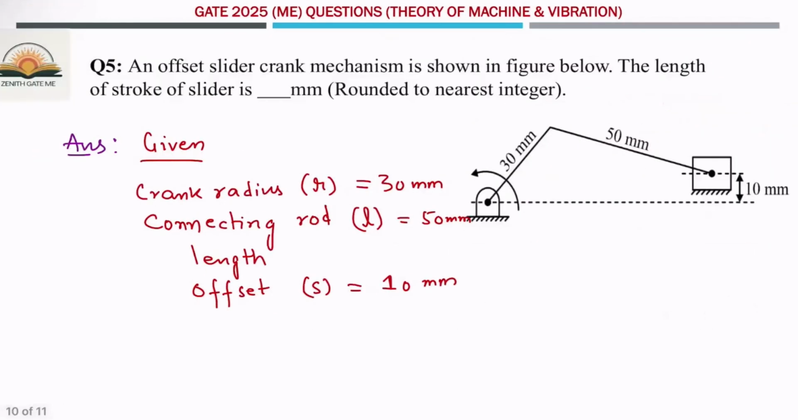Okay. So these are the 5 questions asked in the GATE exam 2025 from the theory of machine and vibration. So I have covered all the questions.